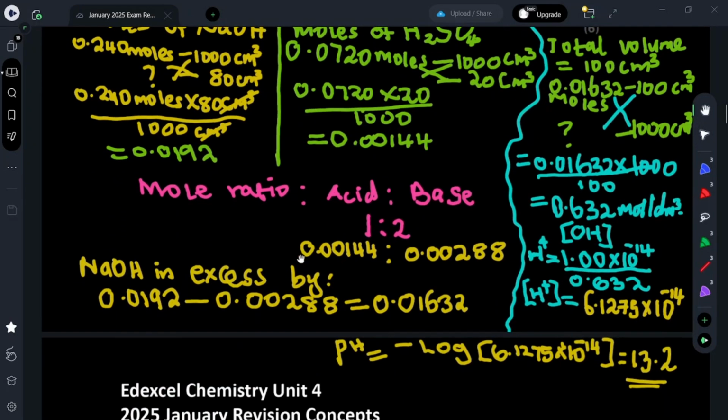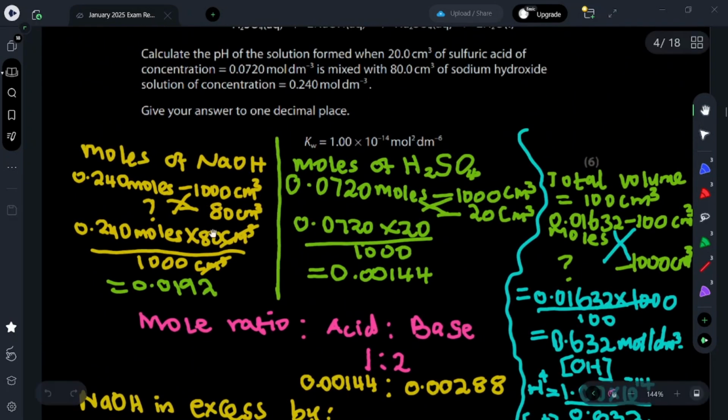So let's see how we should do that. We are supposed to first of all calculate the moles of the sodium hydroxide, 0.240 moles in 1,000. Where do we get that? We have the concentration.